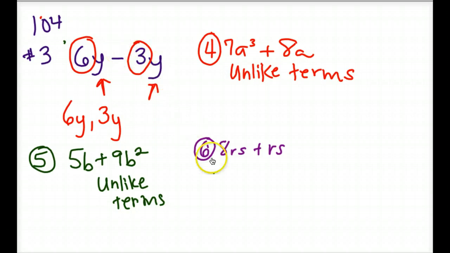Okay, so for number 6, we have variables r and s. So this is 8rs, this is a plus sign, not a t, plus rs. Now since both variables are taken to the first power and our coefficients are different, like 8, and this would just be 1rs, we can combine these. So 8 plus 1 would give us 9. 9 of what? 9rs.